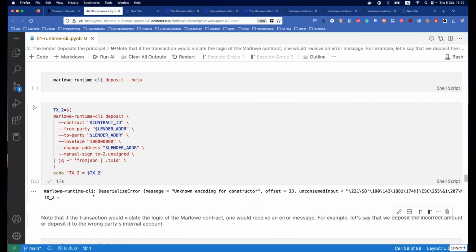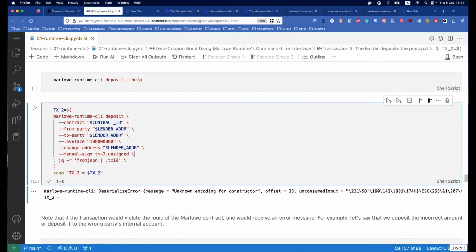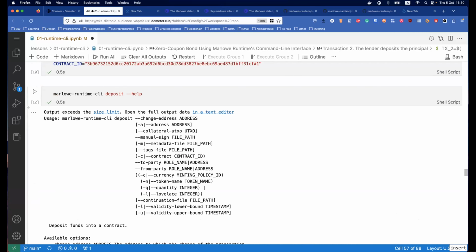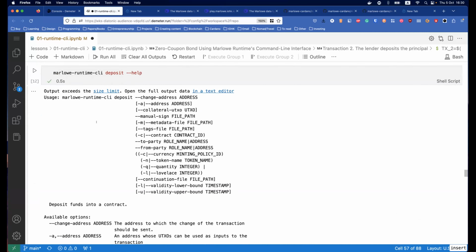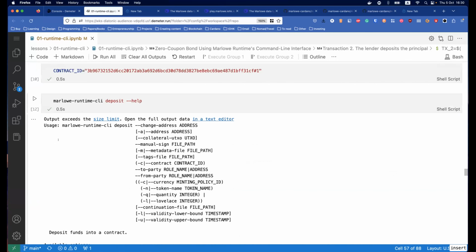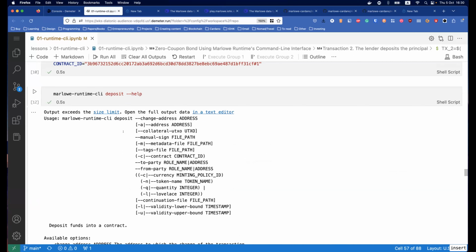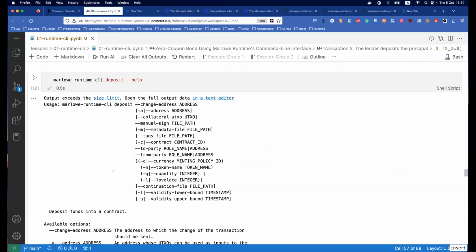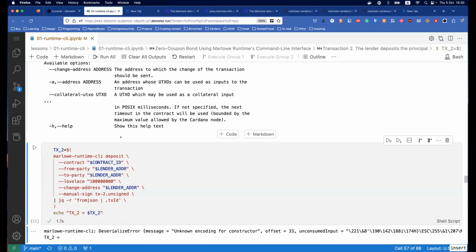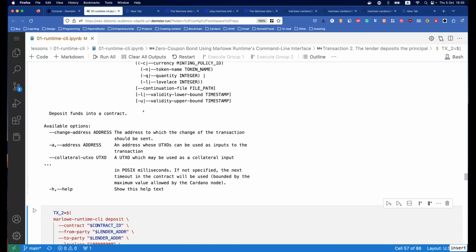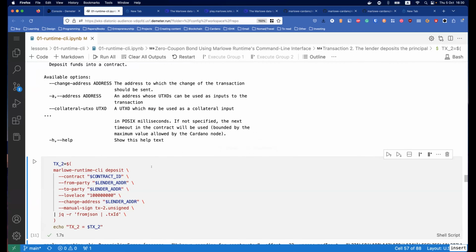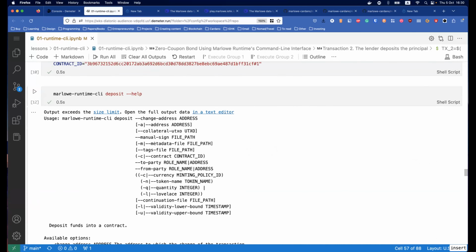So probably you can't. Can you do a Marlowe runtime CLI deposit help? Probably you have to specify. Oh, but it does say role name address, so it should be fine. No, I was wondering how you, but it says role name address. Maybe I don't. Okay. And is lender address defined in your bash right now? This lender address, yes. Yeah.